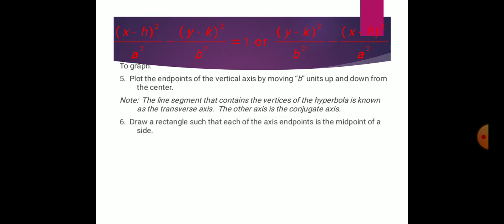6, draw a rectangle such that each of the axis endpoints is the midpoint of a side. 7, sketch the diagonals of the rectangle and extend them outside of the rectangle. These are the asymptotes of the hyperbola. 8, draw each branch of the hyperbola. Be sure to go through the vertex of each, the endpoint of the transverse axis, and approach the asymptotes.